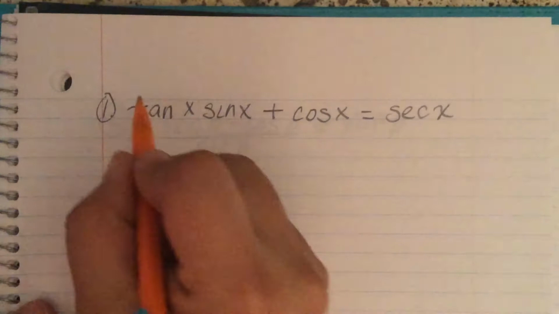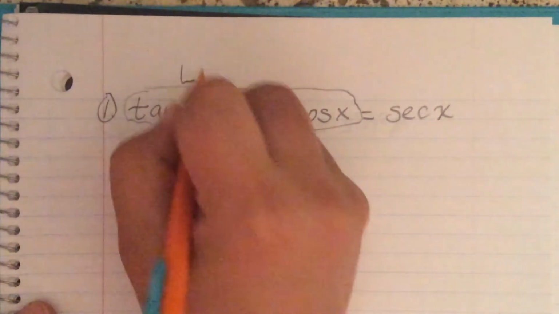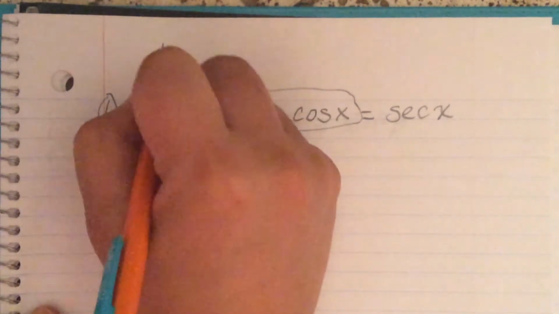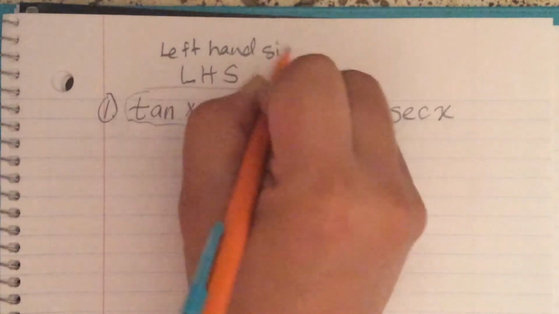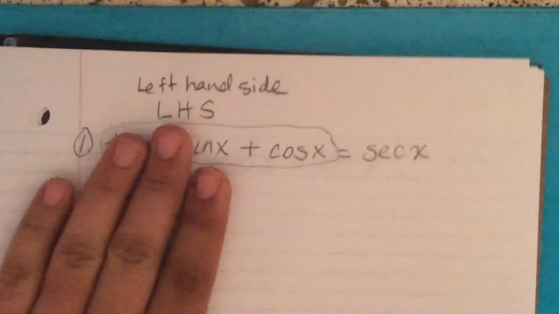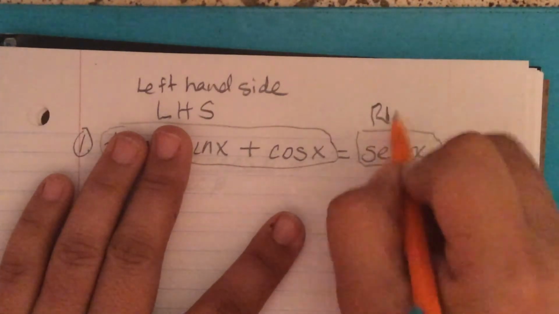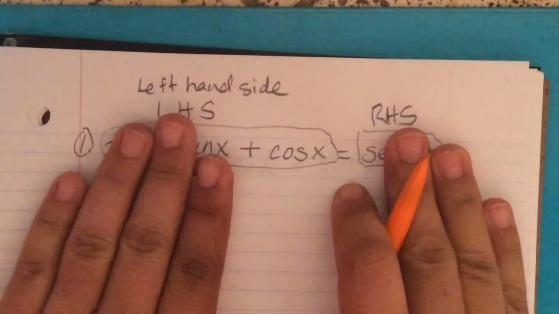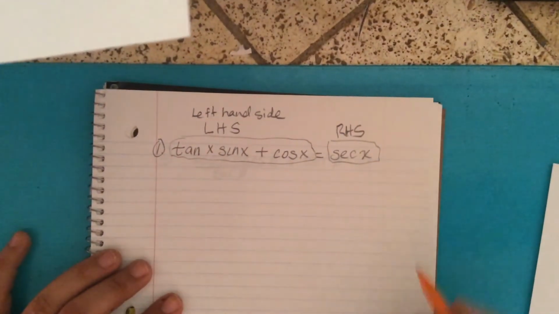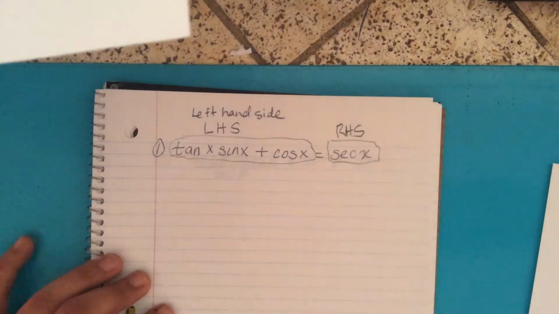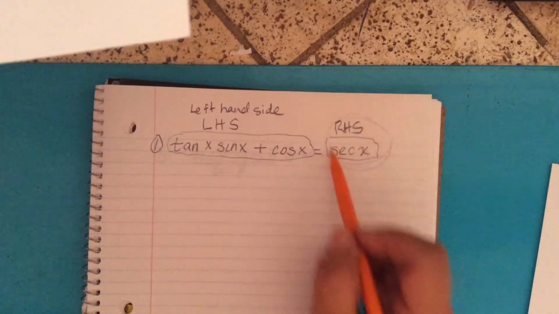Okay, the first thing that I want you to know is that this right here is the left-hand side. Left-hand side is the left side. This over here is the right-hand side. That's the right one. So left and right, okay? Well, I never say never, but we rarely ever touch the right-hand side. That's what you want to end up with.